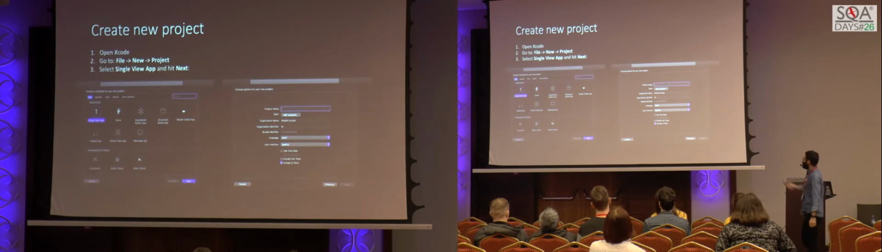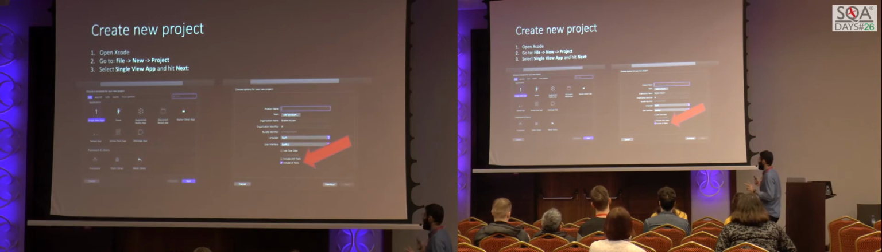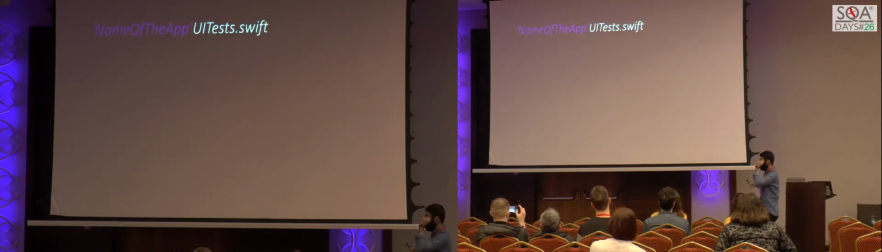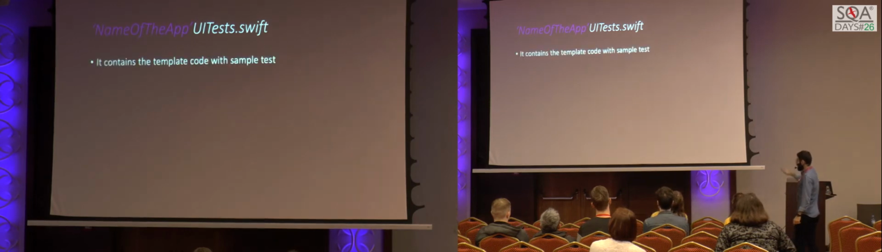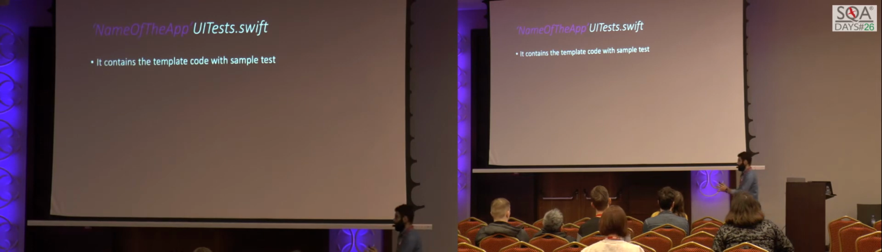So this is create a new project. As I told you, the important thing here is include UI tests. These two things actually will do the same thing. They will create a file, which is called the name they gave to your application, name of the app, UItests.swift. This file will come with a template of code of how to write a test.